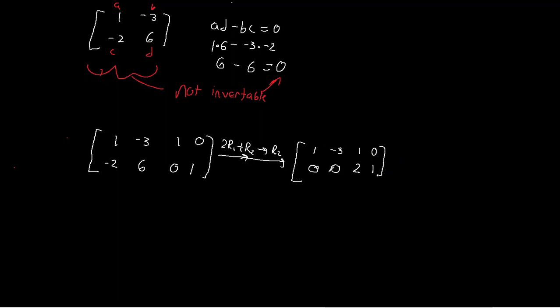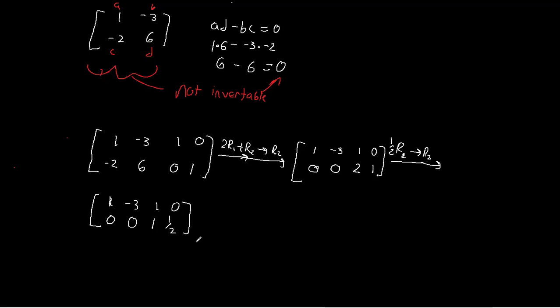So we move down to the right, this is a 0, so we keep going. This is going to be a 1, we want to make this into a 1. So to do that, we do 1/2 R2 going into R2. I'm going to put the results down here. We're not changing the first row, so it's still 1, -3, 1, 0. 0 times 1/2 is still 0. 0 times 1/2 is still 0. 2 times 1/2 is 1, which is what we wanted. And then 1 times 1/2 is 1/2.